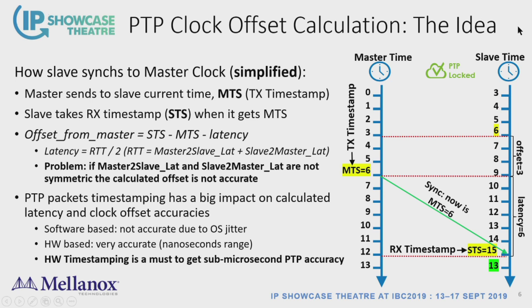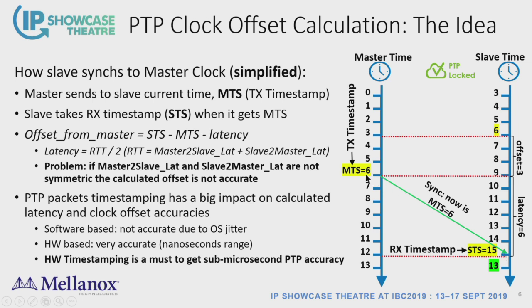Now, the slave knows when the message was transmitted because it sees the message transmission time, 6. The slave also takes the receive timestamp when the message was received, and it knows that the message was received at time point 15. So again, the slave knows the time when the message was transmitted and the time when the message was received. And if the slave knows the latency, it can calculate the offset from the master. Okay, how?